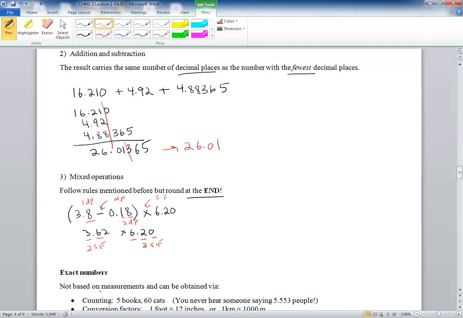So what do I do then next? What you do is you multiply by the whole thing. You take 3.62 times 6.20, and then you round at the end. So we need to go actually with 2 significant figures, but we still multiply by the whole thing.